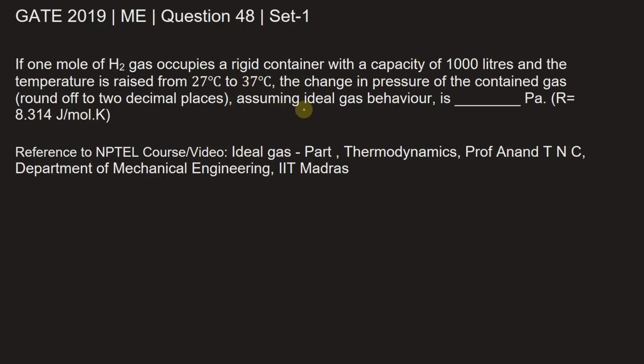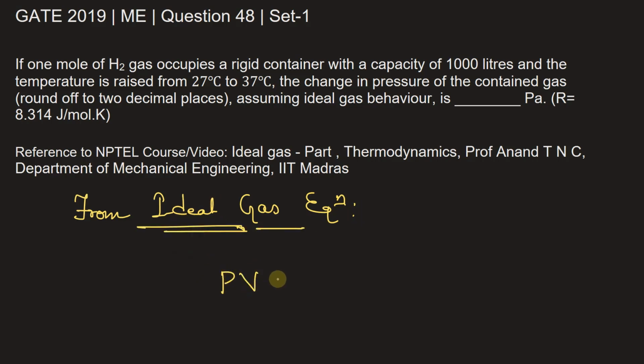Now the biggest clue in this question, or I can say the assumption, is that the gas behaves as an ideal gas. So we know the ideal gas equation. From the ideal gas equation we know PV is equal to nRT, where P is pressure, V is volume, n is number of moles, R is the universal gas constant, and T is the temperature. Now in the question it is given that the container is rigid.